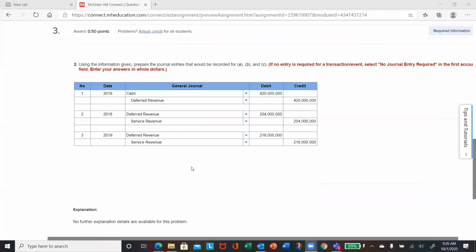And then the second part, they just want to show the journal entry aspect of it. So the first part is debiting cash, crediting deferred revenue. And then the last two, notice it's the same entry, just different amounts. You've got the debit to deferred revenue, which is your liability, and a credit to your service revenue, which is your revenue. And again, this is for the amounts that they've earned in the respective years.